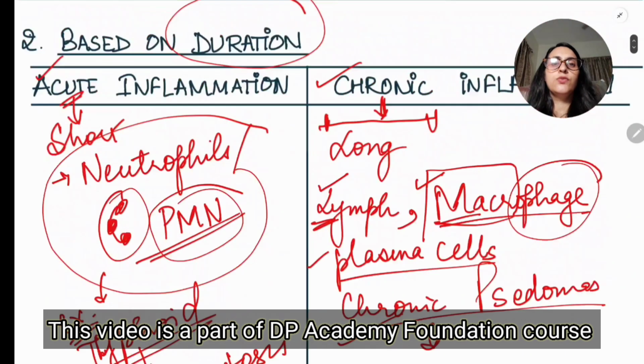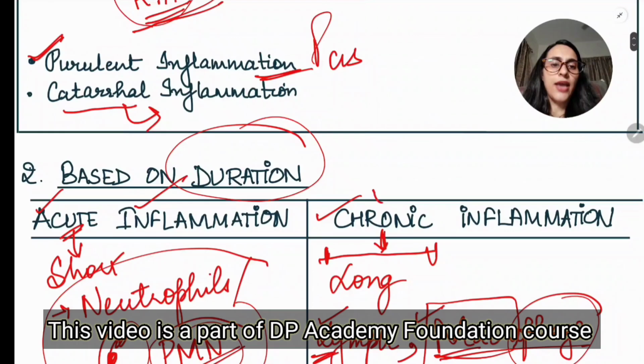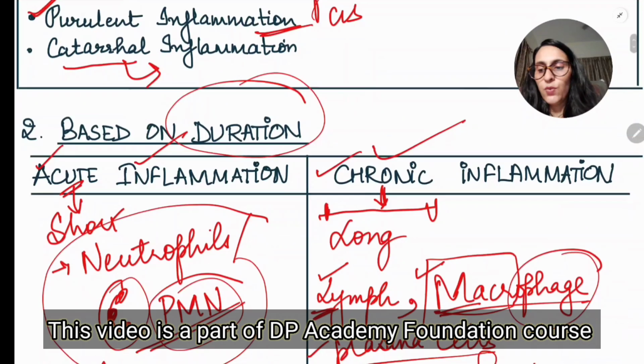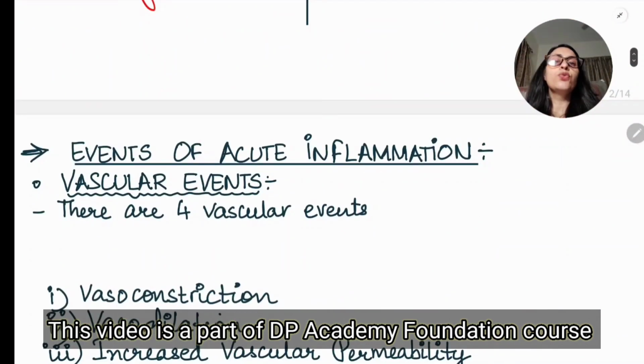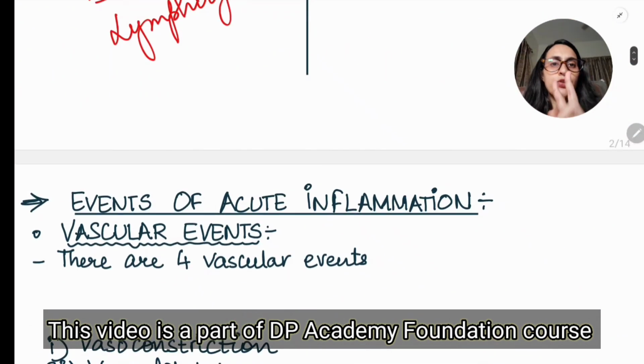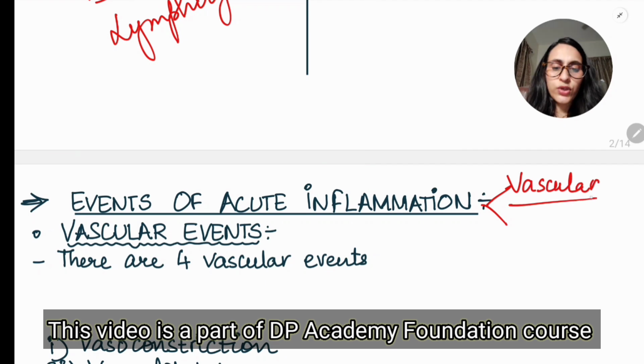Now we have studied the acute inflammation and chronic inflammation. Now let's start with today's topic, that is acute inflammation. What are the events of acute inflammation? There are two events of acute inflammation. One is the vascular event. Something is going to change in the vessel. Something is going to happen in the vessel. Another events are cellular events.